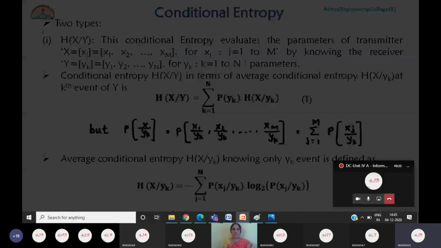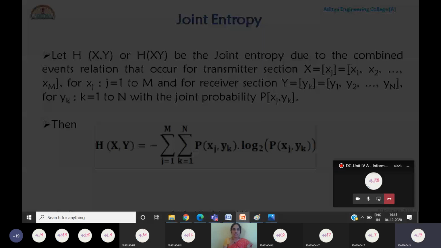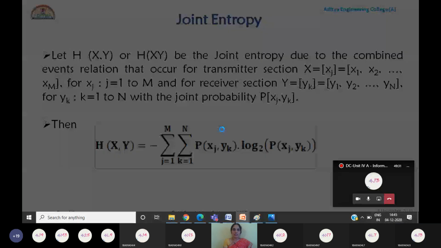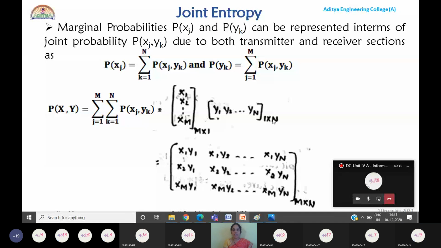I already told you in the last slide. Yes, so here you can see. The matrix size of P of xj is m by 1 and the matrix size of P of yk is 1 by n. What is the matrix size of P of xj comma yk? M by n.